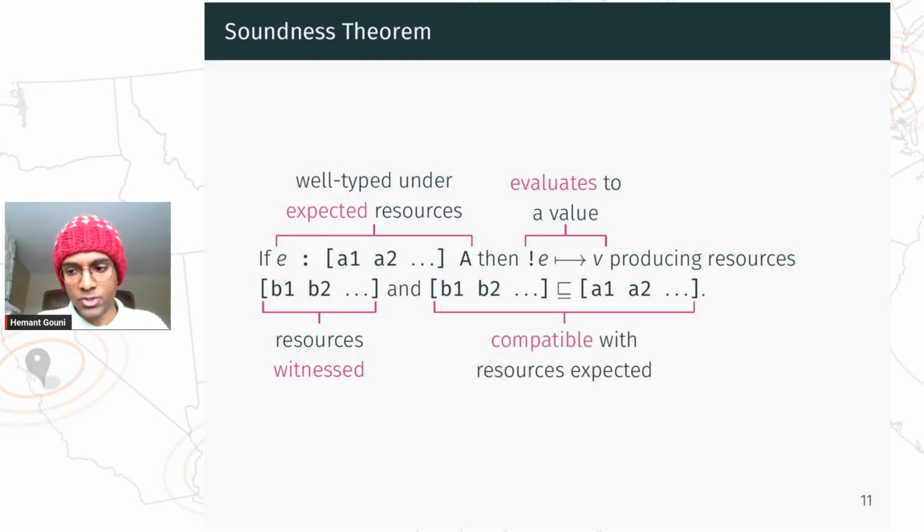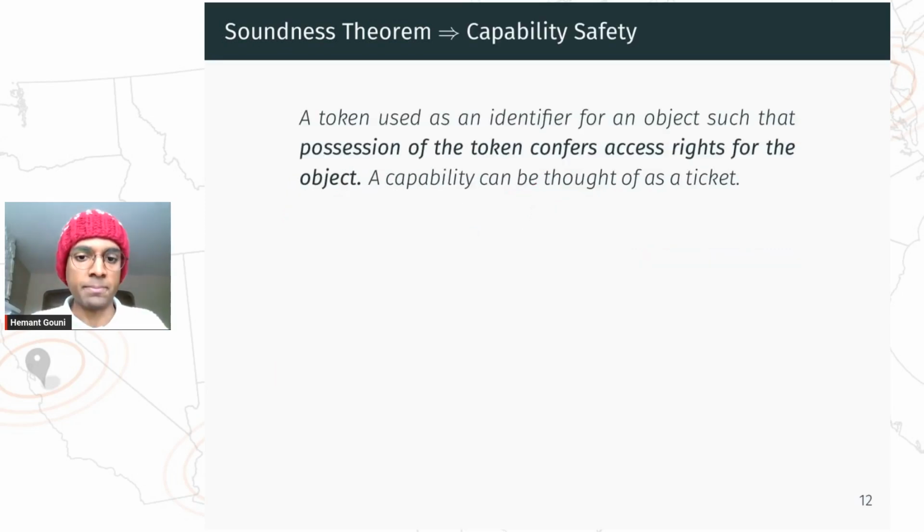And whatever resources it's actually producing as it computes are compatible, according to this rewriting relation, with the resources that were specified statically. So this is a very classic soundness theorem: whatever your specification says statically is a conservative over-approximation of whatever actually happens when your program computes. Whatever you say statically reflects what happens dynamically. So you can use this to get capability safety, and to do that, we'll need to be more formal about what a capability is.